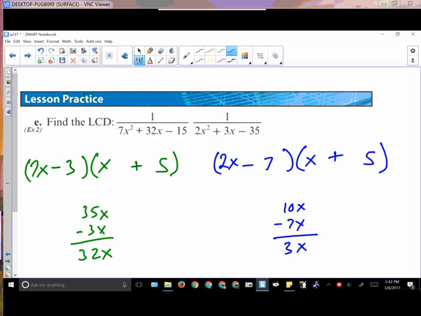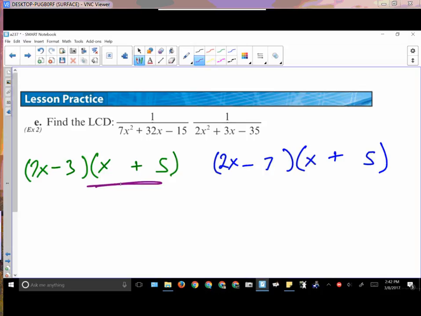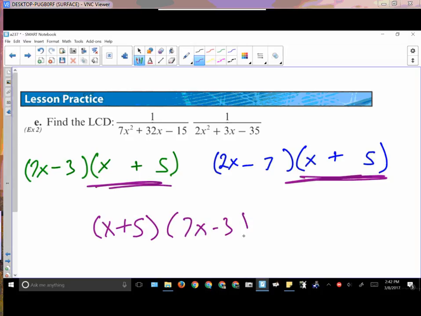So do I have anything that's the same in both of them? And the answer is yes. Each one has an x plus 5, x plus 5. So what do I need? I need an x plus 5. 7x minus 3, I need one of those as well. 2x minus 7, I need one of those. That is the least common denominator.